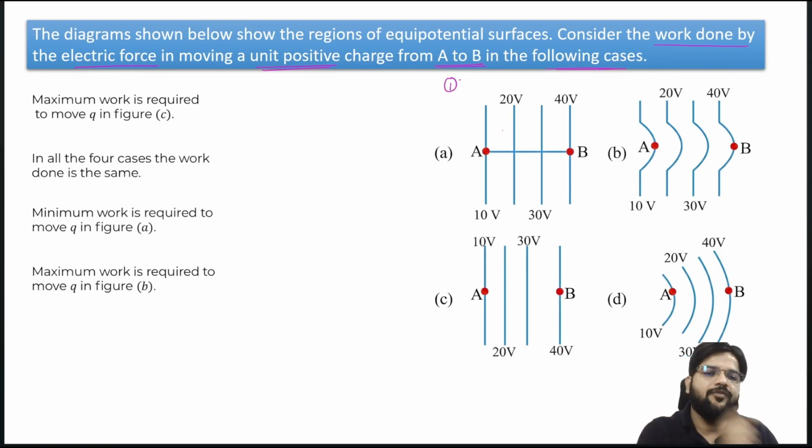In case 1, what is happening here? This is point A, correct? And the potential of point A is what? It is 10 volt because it is present on that surface. And the potential of B is what? It is 40 volt, everyone.